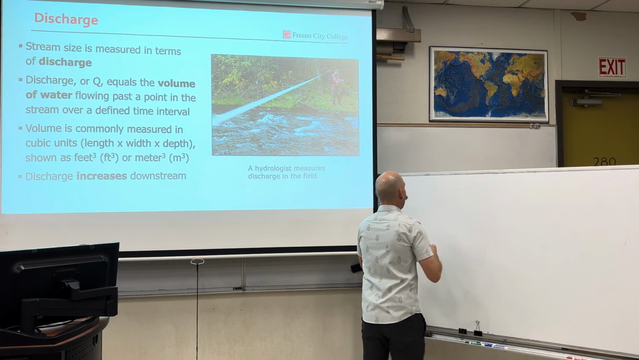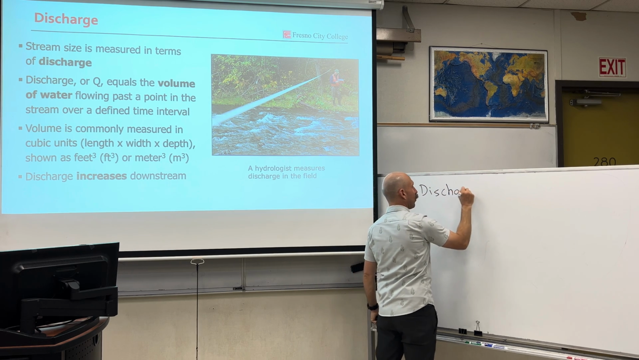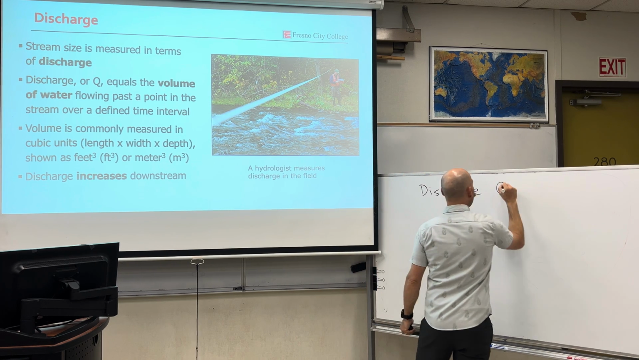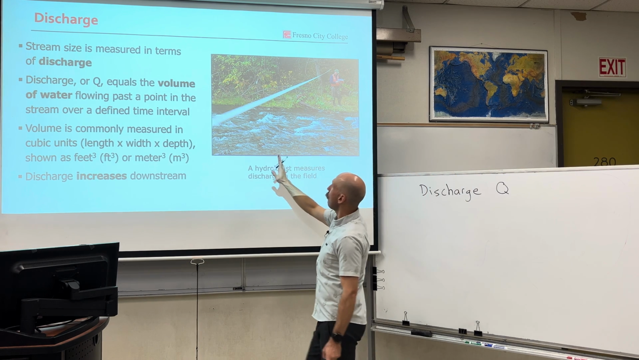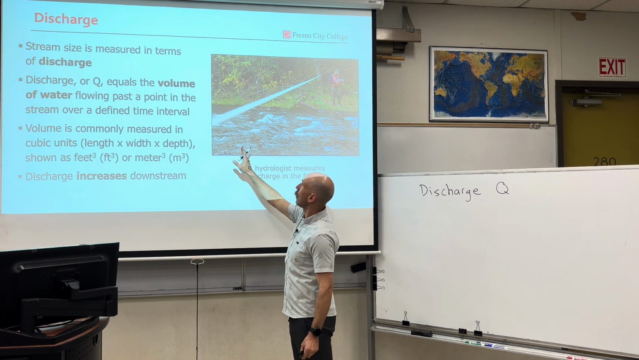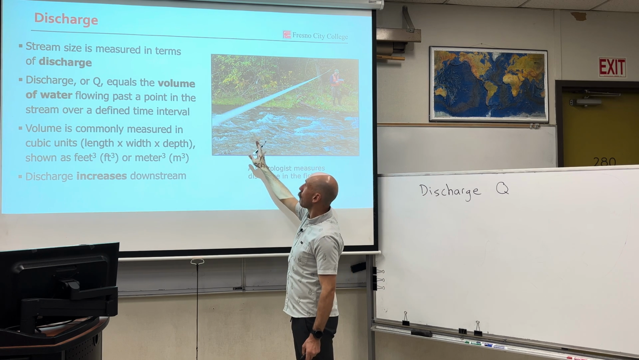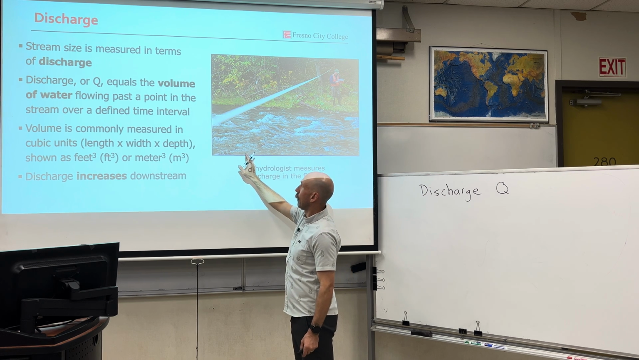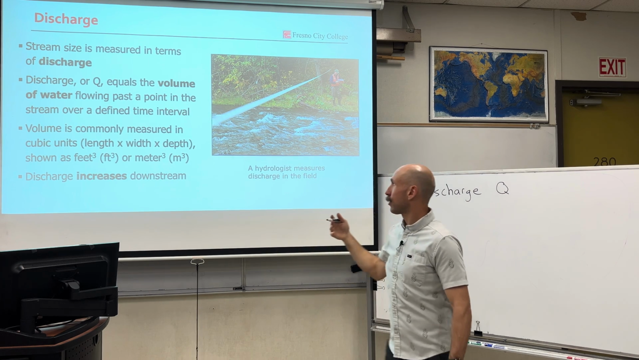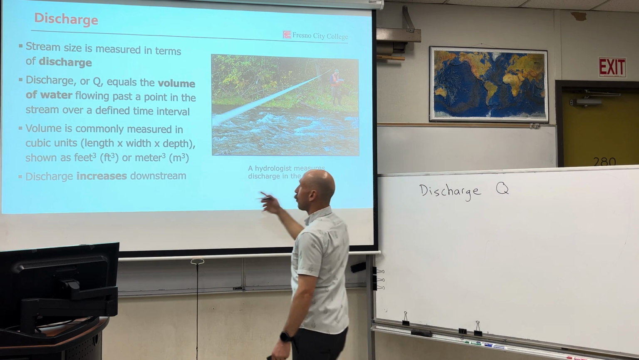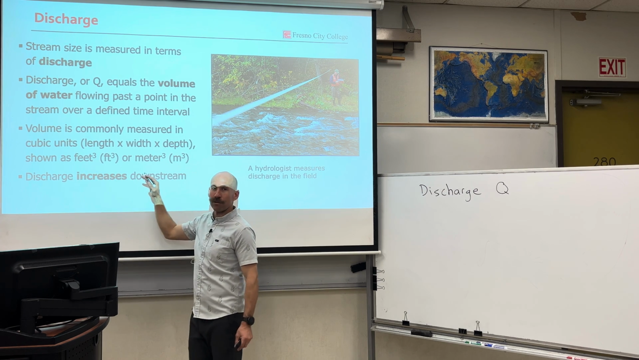Discharge is given the variable Q. It is the measure of how much water is flowing past a point in the stream, or a cross section, over a period of time. This volume is measured in terms of cubic units, and volume steadily increases downstream.